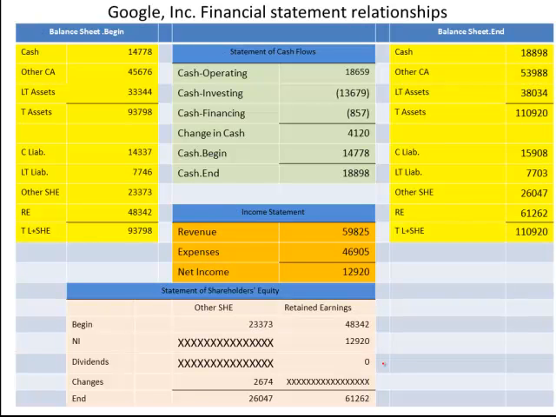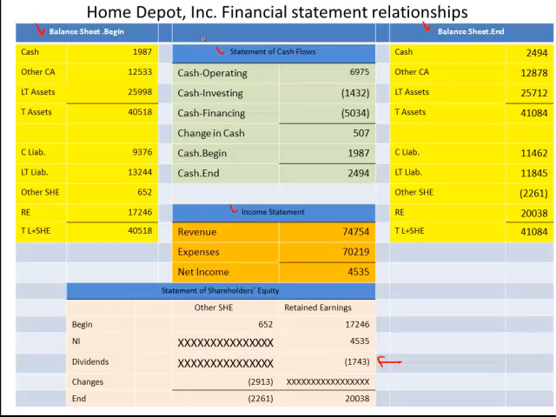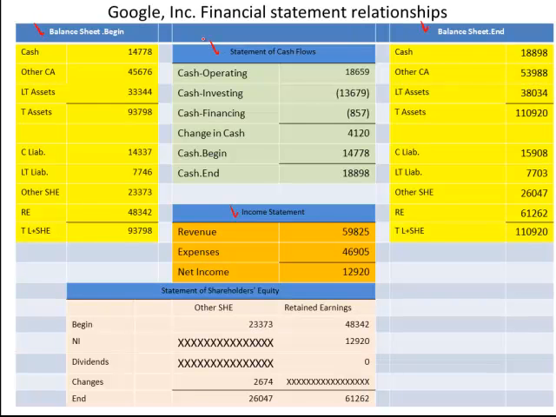Here's Google. Again, Google, very different. They have lots of other current assets. Those are the marketable securities that they buy. So notice like half of their assets are probably marketable securities. So they're making their money work for them, which is really good. So balance sheet beginning of the year, balance sheet end of the year, income statement, statement of cash flows. We found all these numbers. Notice that Google does not pay dividends. Home Depot, we've seen. Google, we've seen.